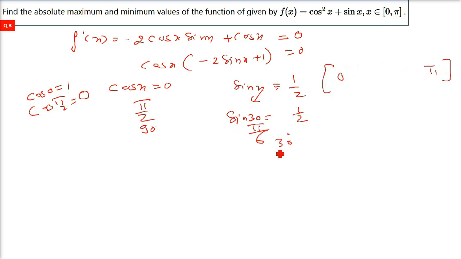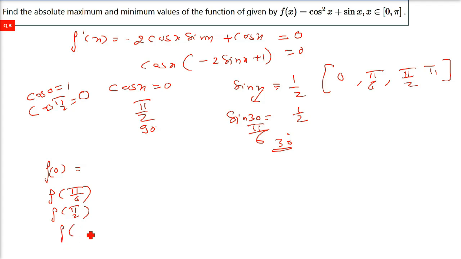So we already had two values, 0 and pi. So I'm inserting pi by 6 and pi by 2 also, in order to check these critical points for absolute maximum and minimum. F0 you have to find out, f pi by 6, f pi by 2 and f pi. Now this is related to trigonometry. Let us do it properly.